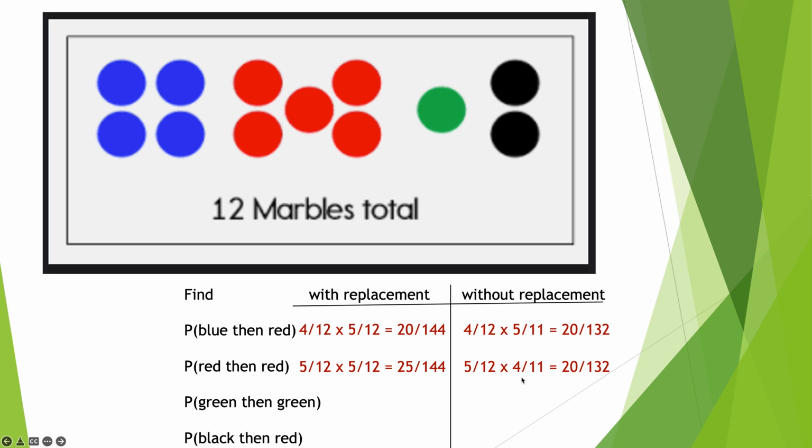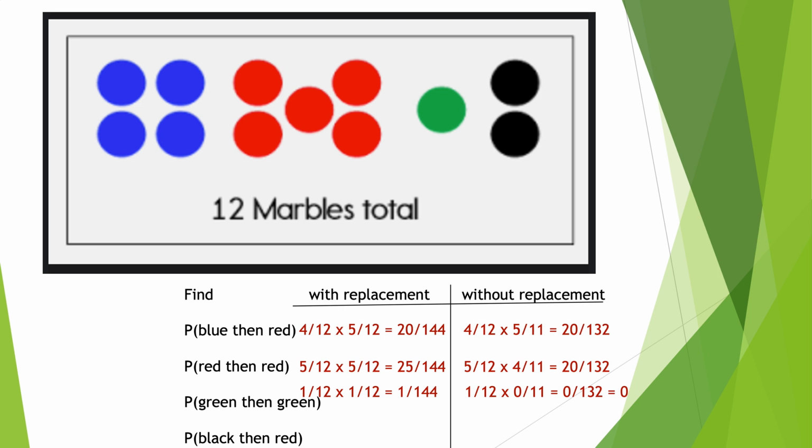Let's try green then green. You figure them both out now. Okay, so with replacement, green is 1 out of 12. Put it back in the bag, times another 1 out of 12 is 1 out of 144. Without replacement, you pick the green out, you look at it, you put it aside, that's 1 out of 12, but there's no more green ones in the bag. So no matter what, the probability of picking the next one being green is 0. So that means the overall probability, because we're doing both one and the other, we're multiplying, we get 0.